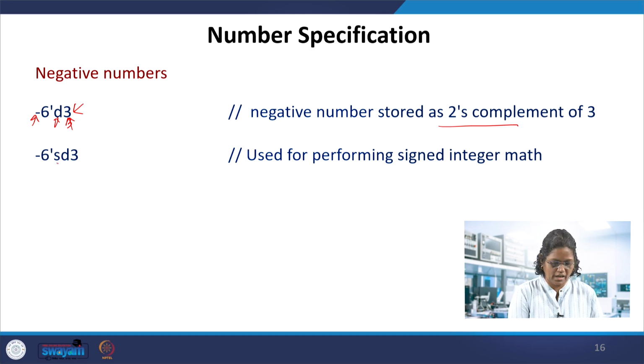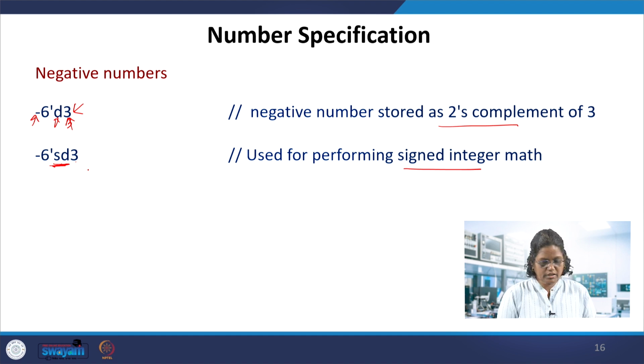So this is a signed integer, or signed decimal. SD will take this as a signed integer for performing math. So it is 3, taking signed numbers. Signed integers can be represented with SD, not with D only, which is decimal. SD represents the signed integer, so it can take positive and negative values as well. So the negative number is specified with signed SD3 here.